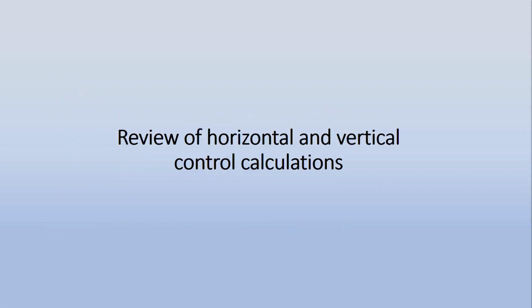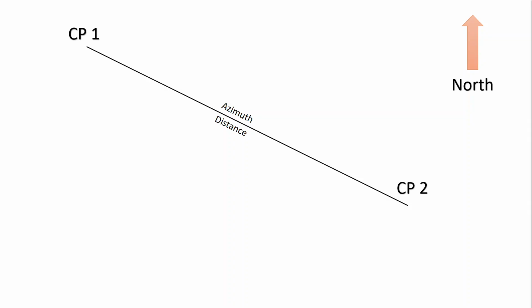Quick review of horizontal and vertical control calculations. We've done this in the Introduction to Surveying course, so we'll look at horizontal really quick. Recall if we have 2 control points, control point number 1 and control point number 2, they're related to each other by both an azimuth and a distance.